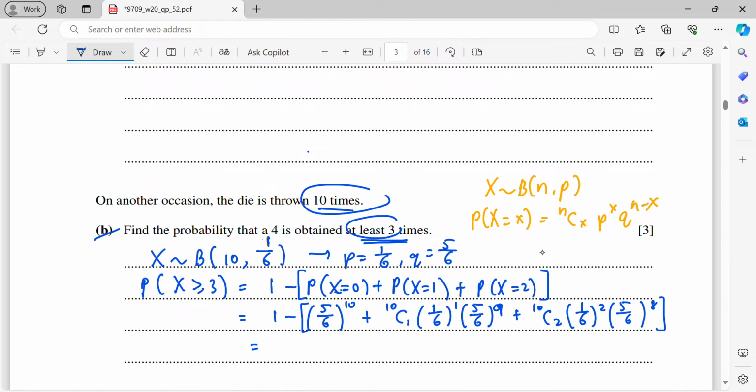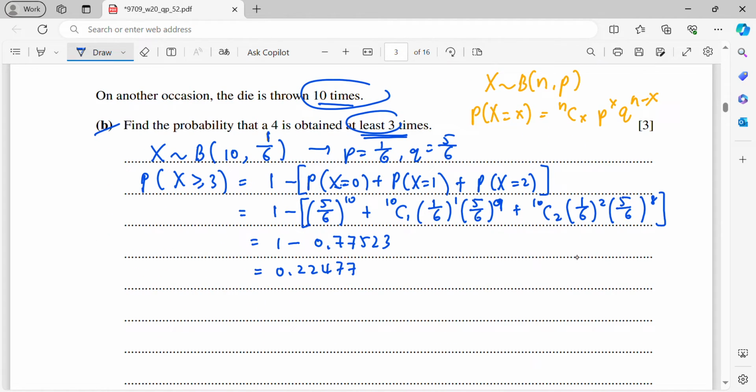So then from here, when you calculate the numbers inside the brackets, it will be 0.77523. Then when I minus, I will get 0.22477. And now I round up to 3 significant figures. So by looking at the 7 here, the fourth significant figure, you have to round up the 4. So I'll get 0.225. That's the solution of part B.